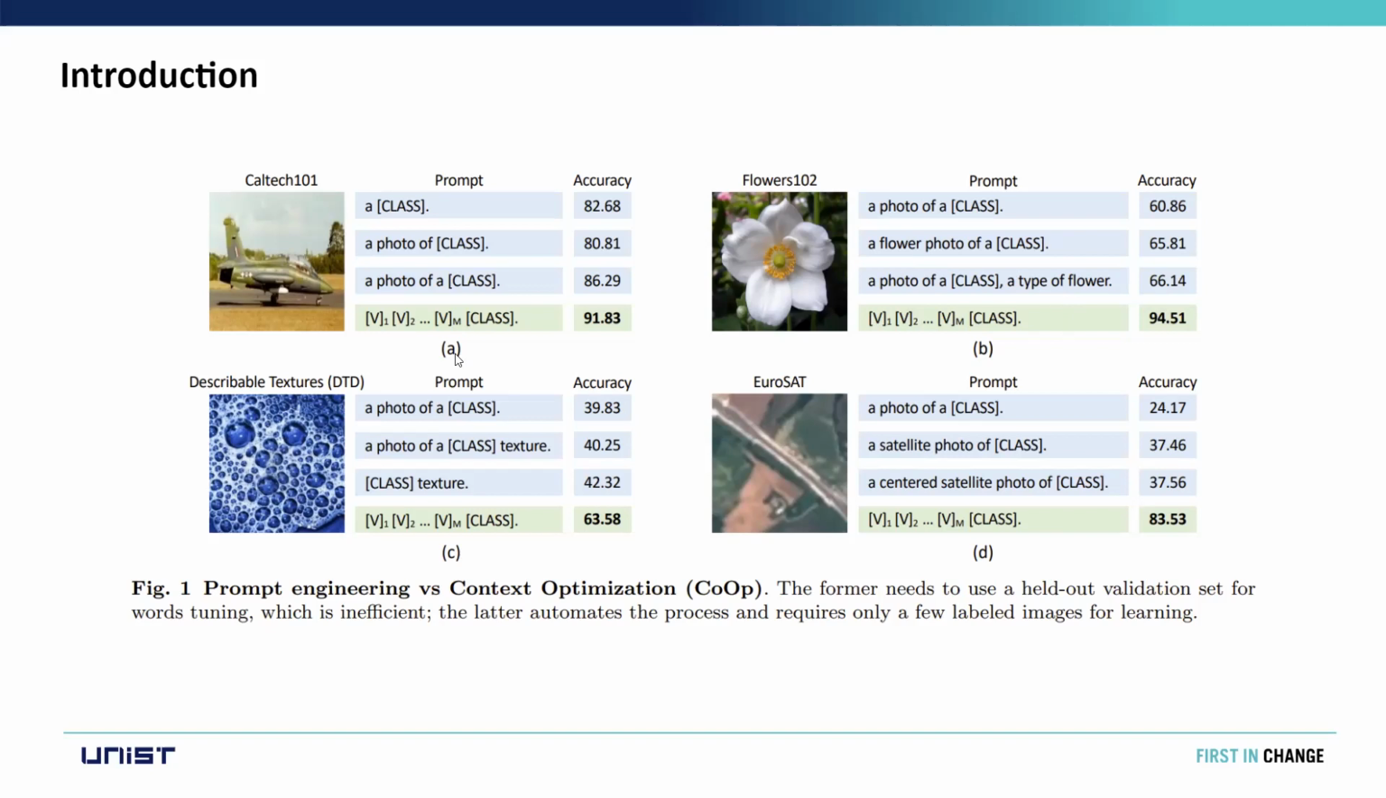But the idea that this paper presents is contextual optimization, which lets the model learn what to add before the class in the prompt, and this idea increases the accuracy by a lot. It's up to more than 5% on the Caltech dataset and more than 30% on Flowers and so on.